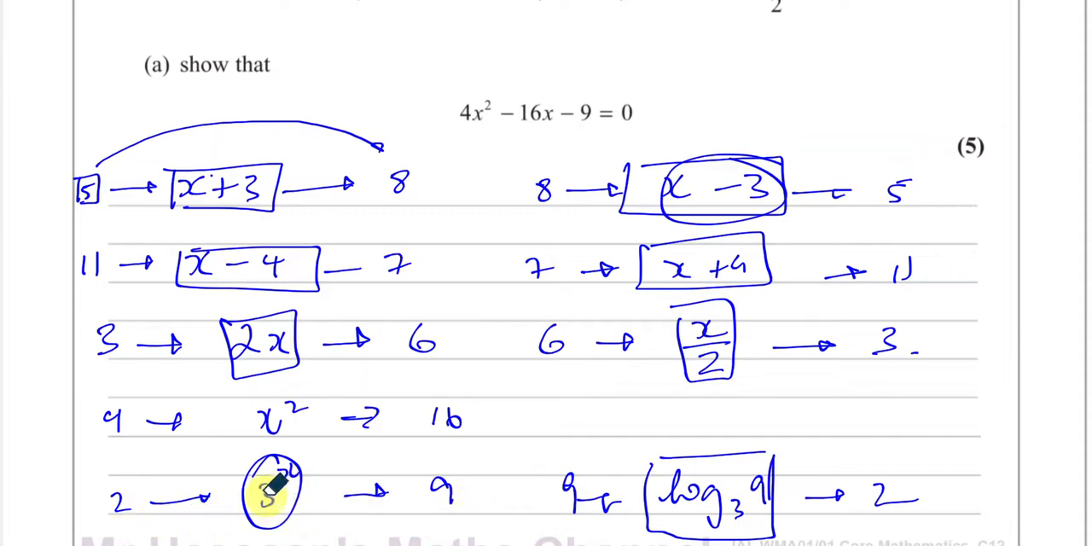So 2 goes into 3 to the power of x, gives you 9. How does that 9 become 2 again? Well, we put it into log to the base 3 of 9. That gives us 2. This means 3 to the power of 2 is equal to 9.